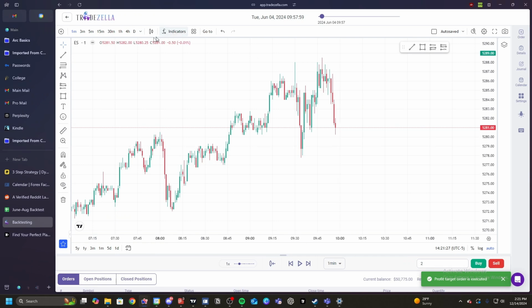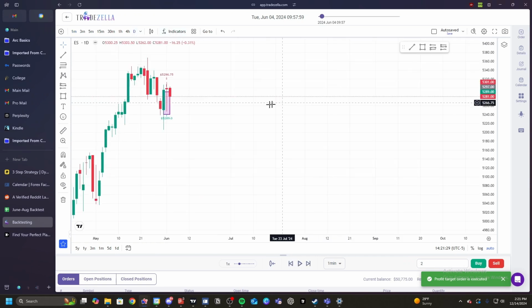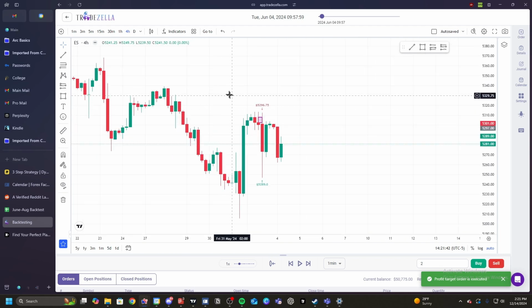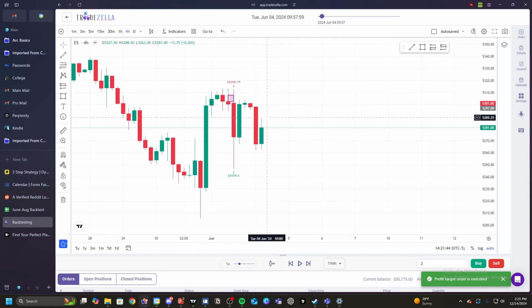Alright, so now let's look at this day. Again, we've got to look at the daily. We do have a daily bearish FVG, so that could give us a reason to go short here. And a 4-hour bullish FVG.